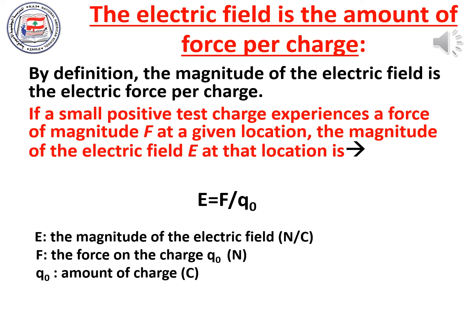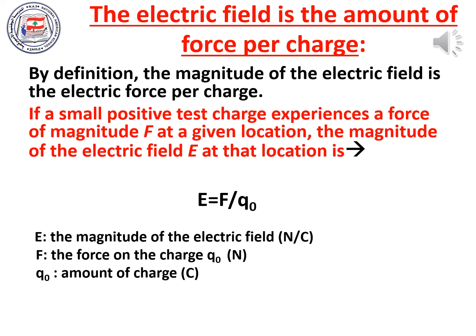How do you determine the magnitude of the electric field? By definition, the magnitude of the electric field is the electric force per charge. So if a small positive charge experiences a force of magnitude F at a given location, then the magnitude of the electric field E at that location is E equal to F over Q0. E is the magnitude of the electric field measured in newtons per coulomb.